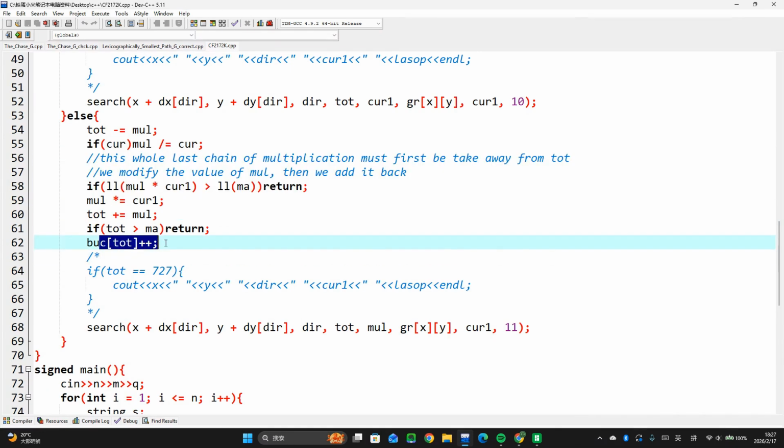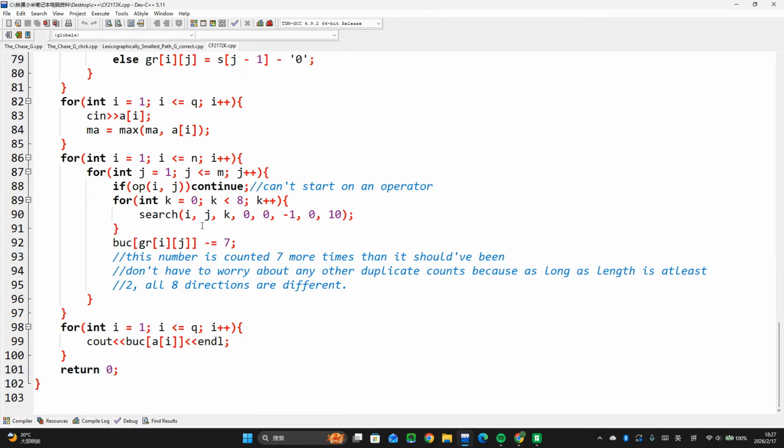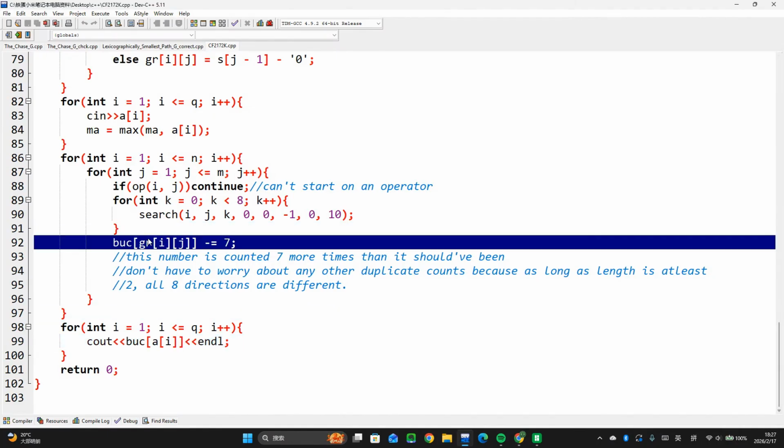And then bucket is where we're keeping track of how many occurrences of each number there are, and then at the end we just print the number of occurrences of the numbers that we're looking for. However, there's a minor detail in which if there's a one-digit number, it's going to be counted 7 more times than it's supposed to because we searched in all 8 directions, obviously.